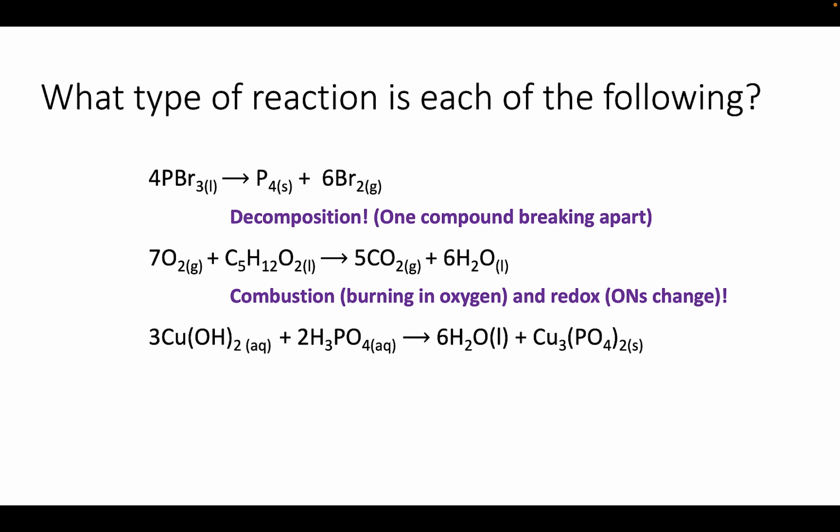Finally, we have copper(II) hydroxide and phosphoric acid, making water and copper(II) phosphate. And this one is going to be a double displacement reaction. We have ion switching. It's also an acid-base reaction because we have the hydroxide and the H plus on the phosphoric acid that are coming together. And so that will be how we would classify this reaction.